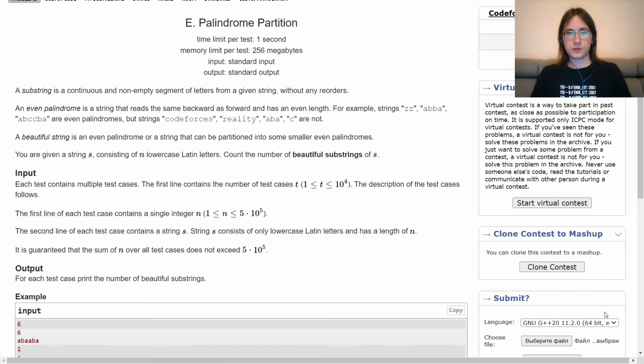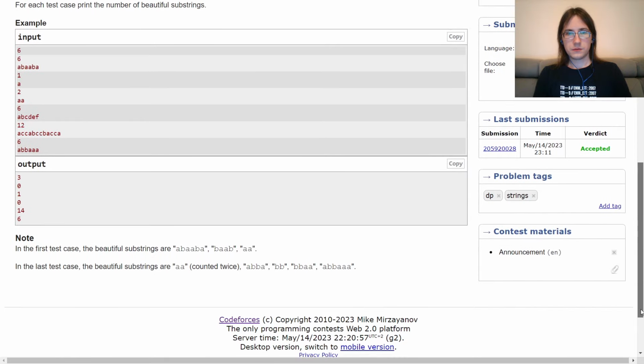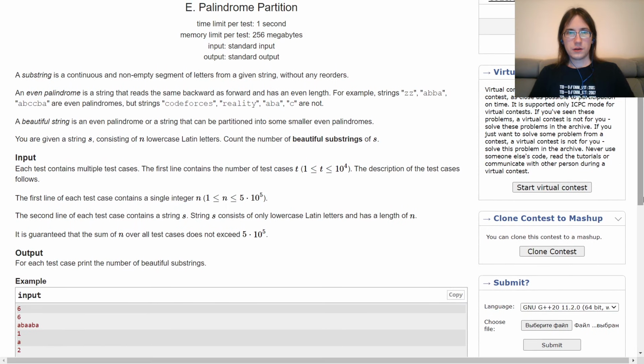And finally, the problem E. You can read it now or listen to my explanation. In my explanation, let's call a string good if it can be split into a set of palindromes of even length, maybe one palindrome of even length.